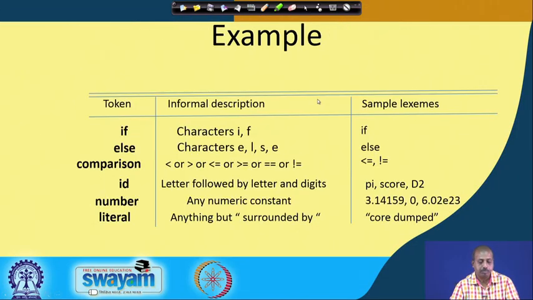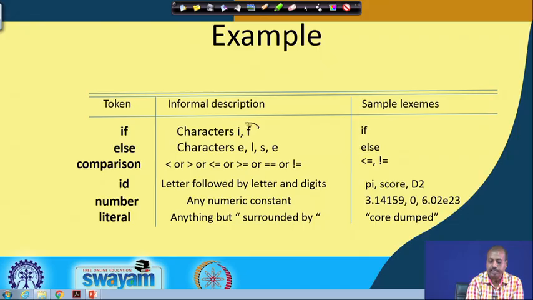So, coming to some examples, say this particular pattern: characters I and F. So, this is a pattern. This is the lexeme that is appearing in my input string, and accordingly the token that is returned is if. Though it is written as the character string IF, you can understand that what I want to mean is something different from this.